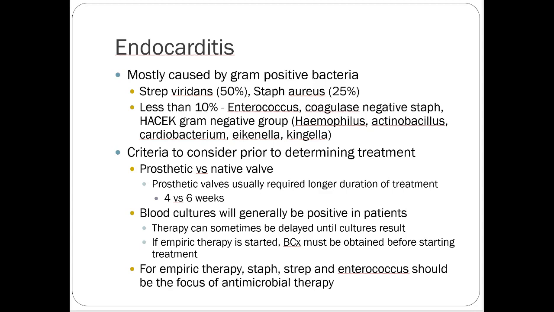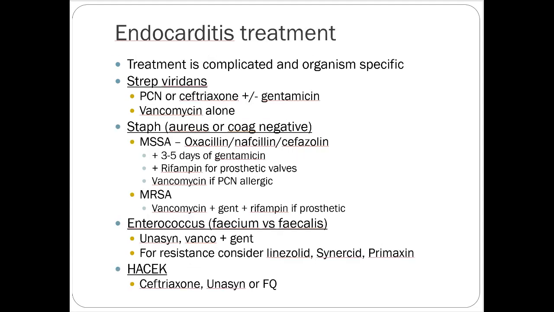Coag-negative staph and HACEK organisms, which again are kind of a weird group of things that I do not care about. Criteria, we usually look at prosthetic versus native valve, and the only reason is we tailor our treatment course based on that. Blood cultures are almost always positive in these patients. It's actually pretty easy to figure out what they're being infected with and target your antibiotics that way. Because if somebody has a vegetation on their valve, it's probably throwing it all over their bloodstream, right? Makes sense. Empiric therapy, usually we're looking at staph, strep, enterococcus, so focusing mostly on the big gram-positive bacteria.